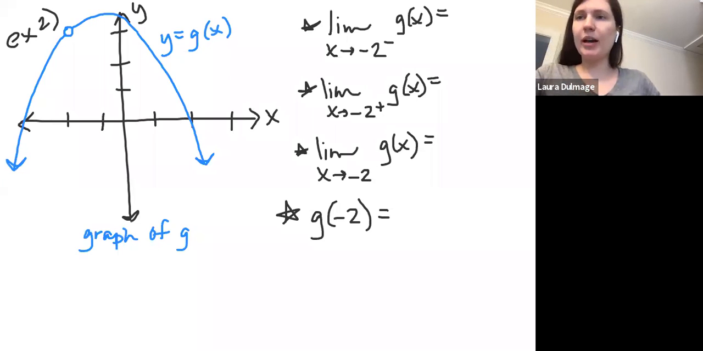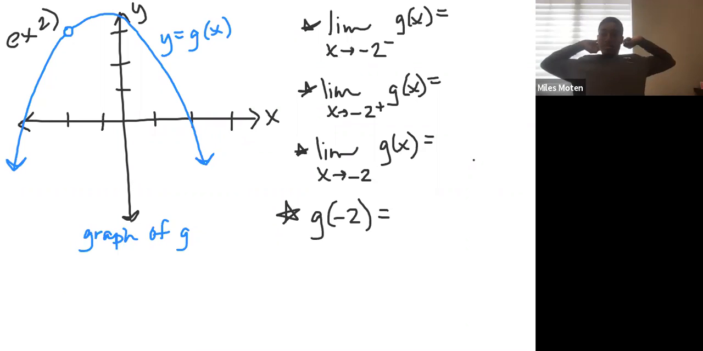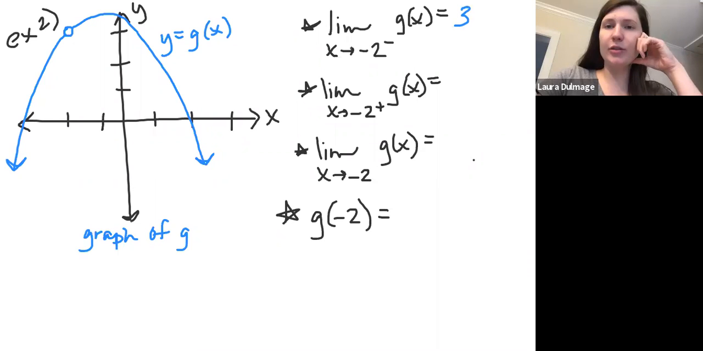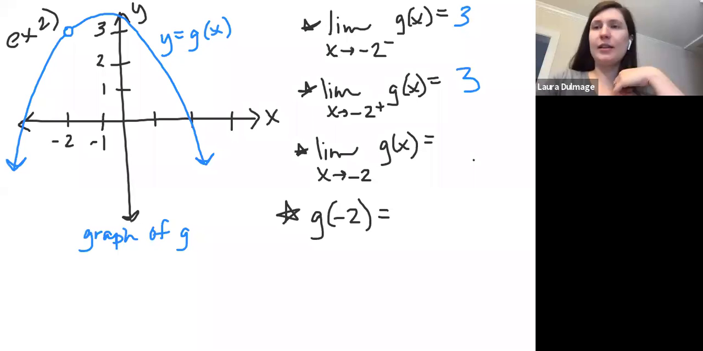Okay, who can let us know what we got for the first one here? 3. Cool. All right, Brendan, what did you get for the second one as we approach -2 from the right? 3. 3, good. All right, Stash, what did you get as we approach -2 and our overall limit?